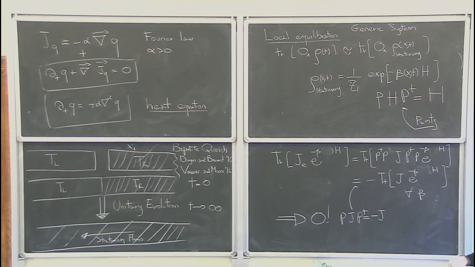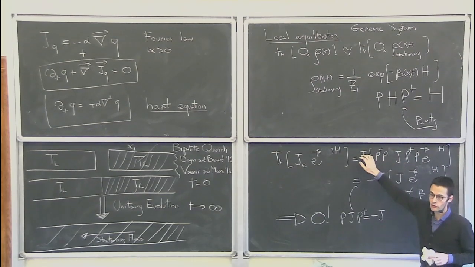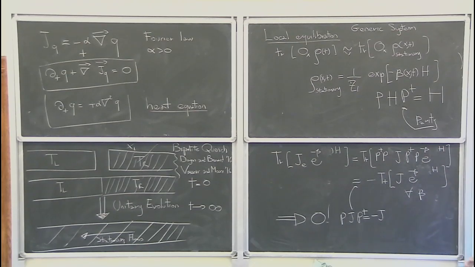Here I'm assuming that the system is generic enough and I have only the energy. So yes, let's assume that I'm on the lattice if you want. So here I'm taking as only conservation law the Hamiltonian. Of course, if I have something odd, like the momentum, this will not be true anymore.